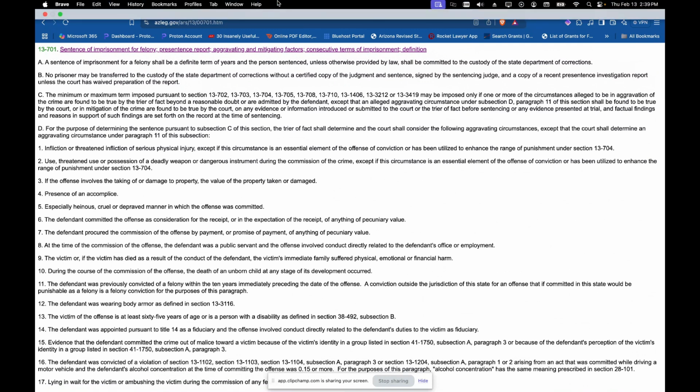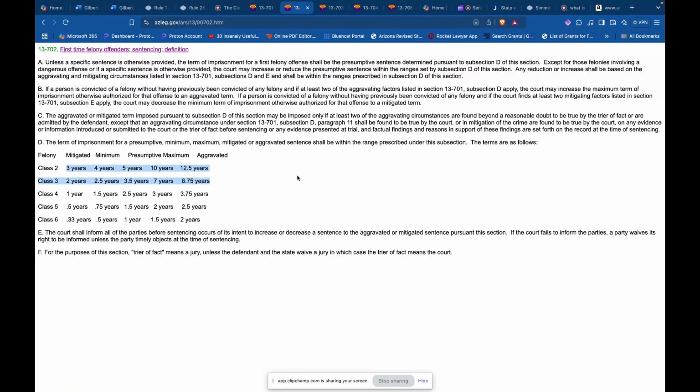So we now will go into 702, first-time felony offenders. The term of imprisonment here in Section A shall be the presumptive sentence pursuant to subsection D. So the presumptive would be 5 years here. So if you're a first-time felony offender, your baseline number, the sentence that you have to begin weighing from, is going to be 5 years.